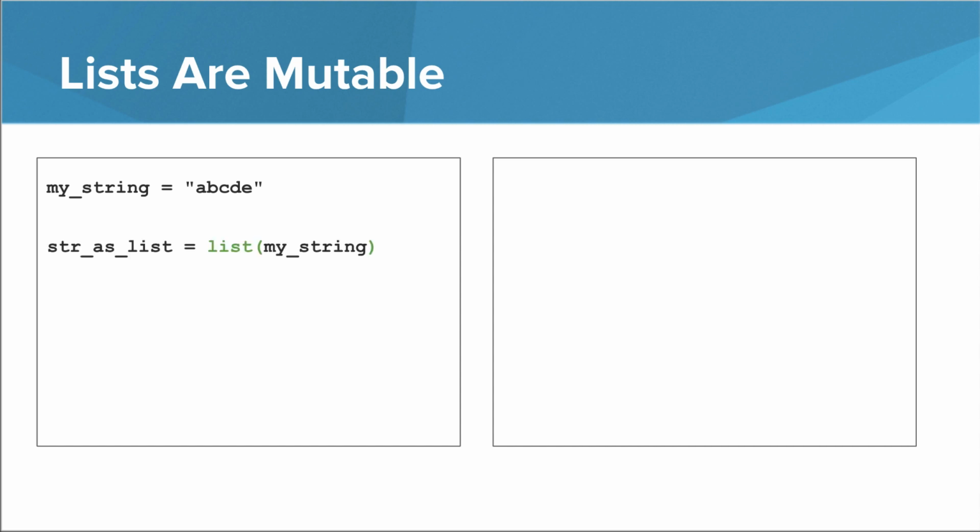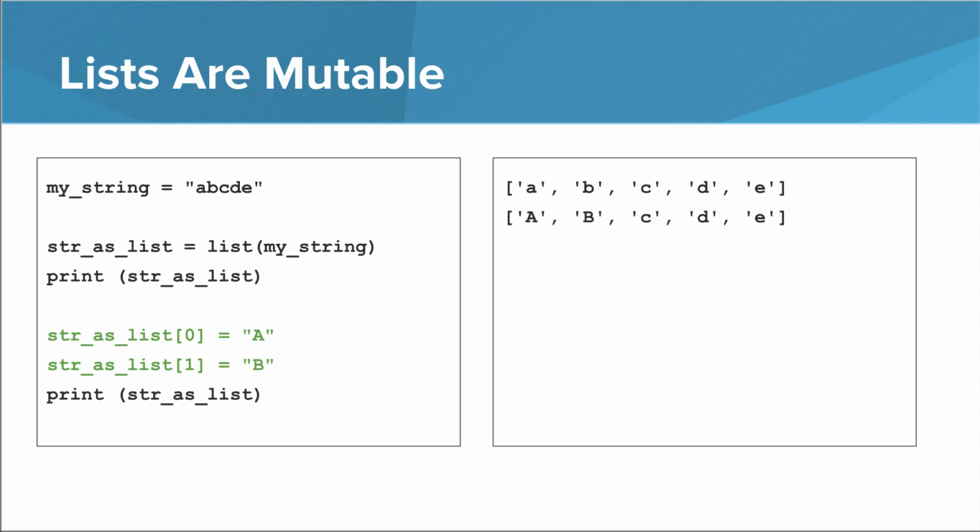Okay, let's return to the problem where we want to replace a single character in a string. We can actually create a list version of the string using the list function. Now, what we have in str_as_list is a list of strings, each of which is a single character. Using the list function with a string as an argument creates a list whose contents are each character of the original string in the order in which they appear.